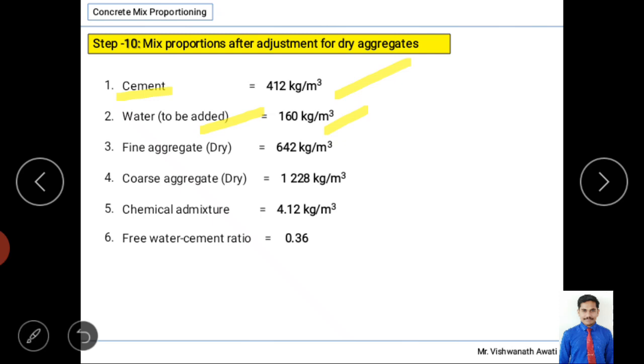Next, fine aggregate, dry, 642. Coarse aggregate, dry, 1228 kg per meter cube. Chemical admixtures, 4.12. Free water cement ratio, 0.36. So just remember, we are taking the aggregate in terms of dry condition. Don't get confused with the SSD.